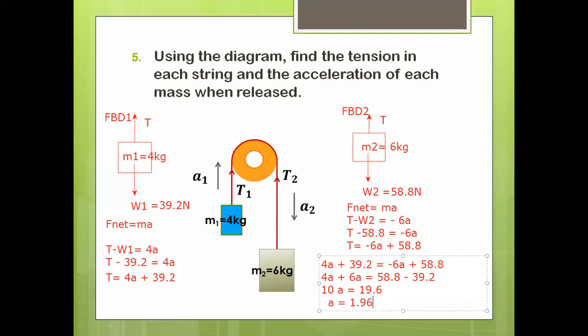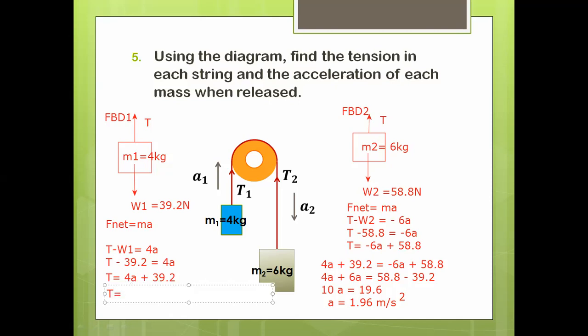That will be 1.96 meters per second squared. So that's how fast your acceleration is. So the body is not really moving very fast. Now, if you'll try to find the tension, then we can use either the equation here on the right side or on the left.